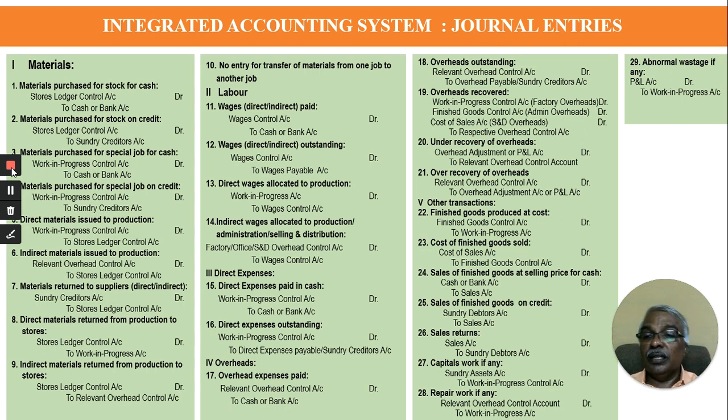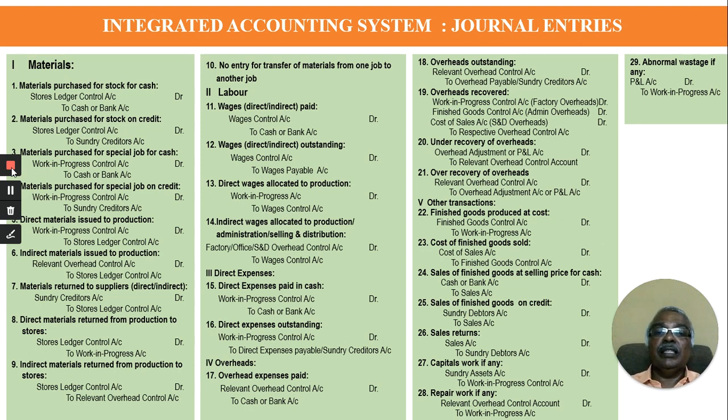Direct materials returned from production to stores. So the opposite entry is passed: stores ledger control account debit to work in progress control account. Indirect materials returned from production to stores: stores ledger control account debit to relevant overhead control account. This is the journal entry that is to be passed. If there is any material which is transferred from one department to another department, no journal entry is passed under the integrated accounting system. And when we come to the labor, the wages.